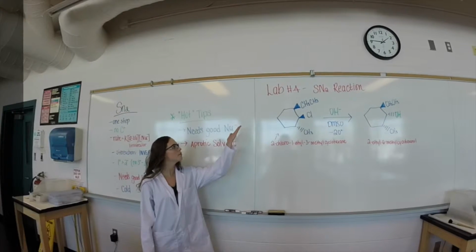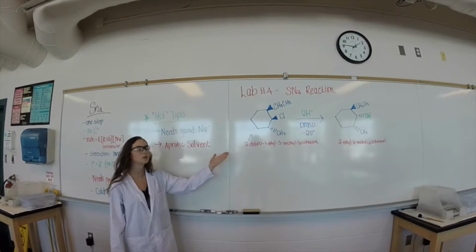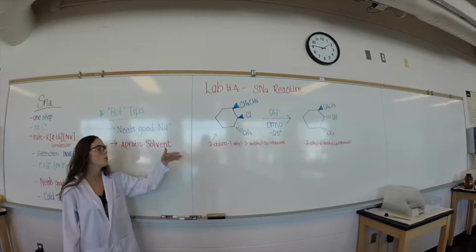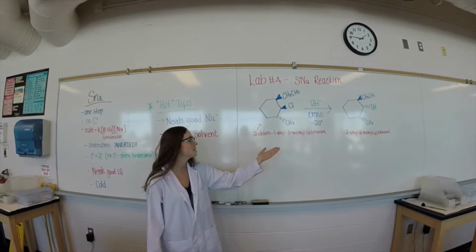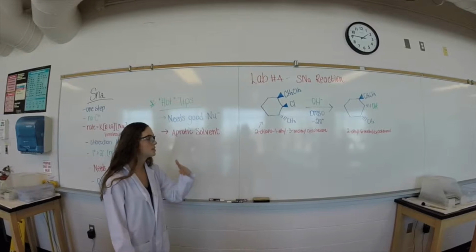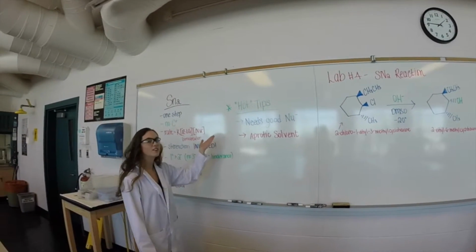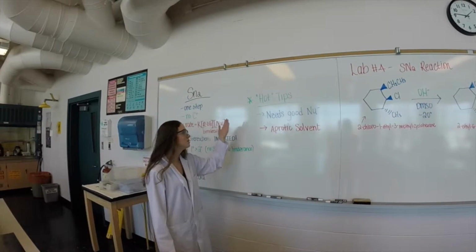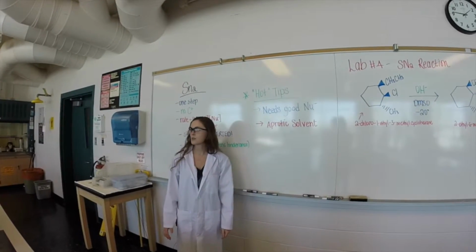We're going to be doing lab 4, which is an SN2 reaction. We're going to be reacting 2-chloro-1-ethyl-3-methylcyclohexane with hydroxide, and we're going to form 2-ethyl-6-methylcyclohexanol. We're going to be using DMSO because it is an aprotic solvent, as you can see under our hot tips for the lab today. And remember that SN2 needs a good nucleophile. You guys can refer to your lab manual for the procedure. Does everyone understand?